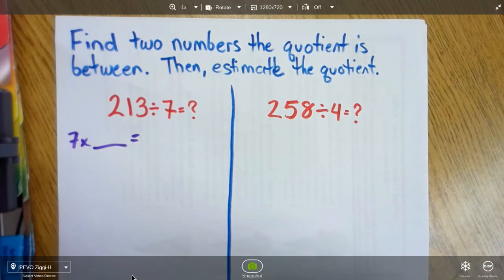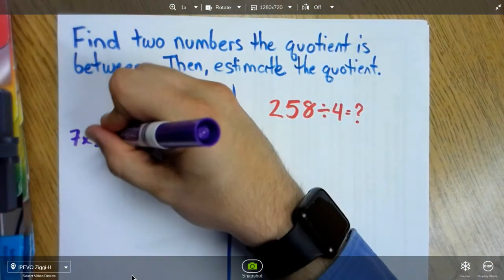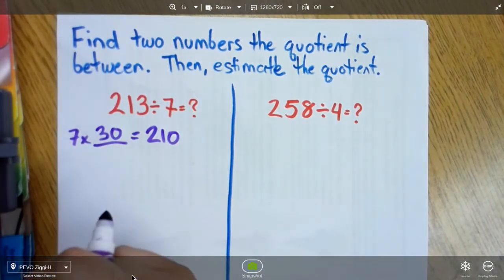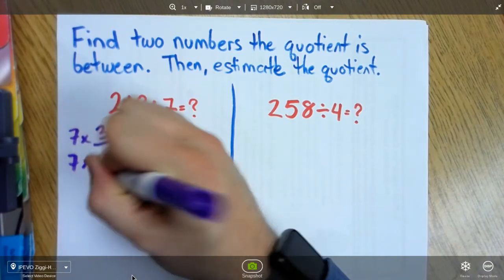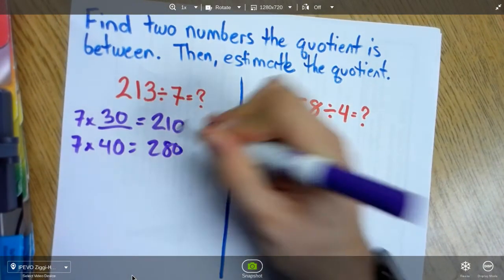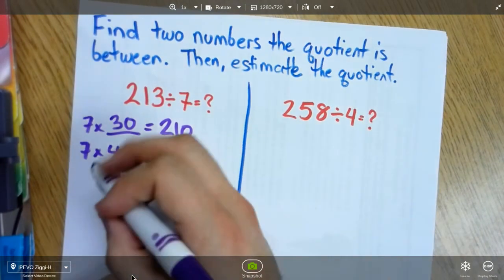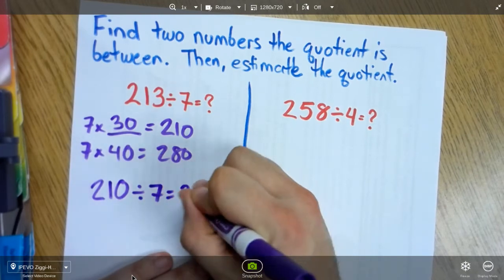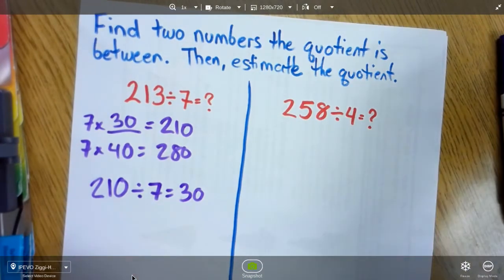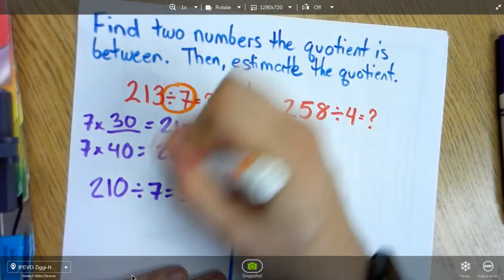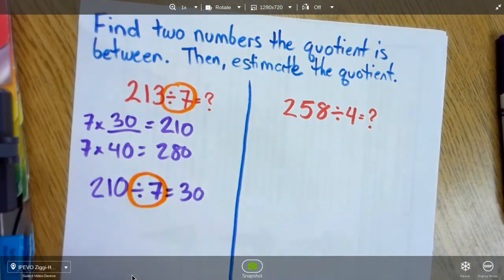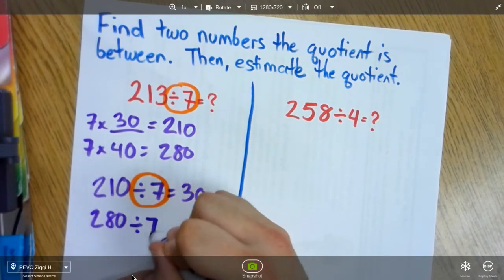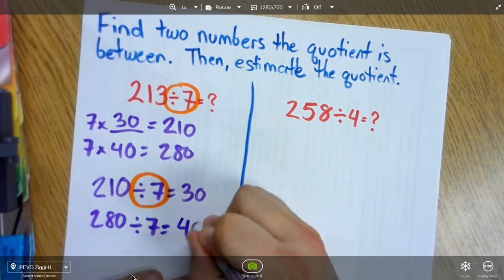7 times 30, that's going to be even closer. That 7 times 30 is going to be 210. Ooh, that's going to help me. And 7 times 40, that's going to be 280. Well, I can work backwards from that. I can say then that 210 divided by 7, because we're still using divided by 7. That's how I'm choosing my order. 210 divided by 7 equals 30. And 280 divided by 7 equals 40.